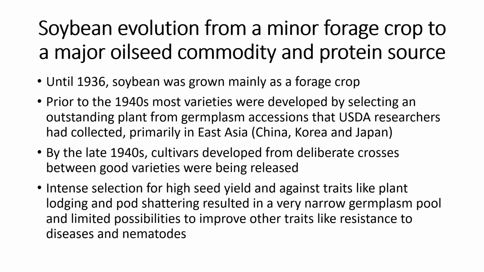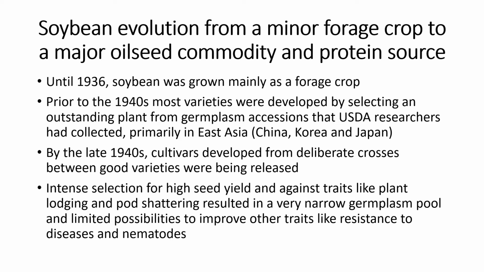So soybean developed into a major commodity from a much less important forage crop in the early 20th century. Up until about 1936, soybean was grown mostly as a forage crop, and prior to the 1940s, most of the soybean varieties that were grown by farmers in the US were from the USDA collection, and they had been collected in East Asia, primarily in China, Korea, and Japan.